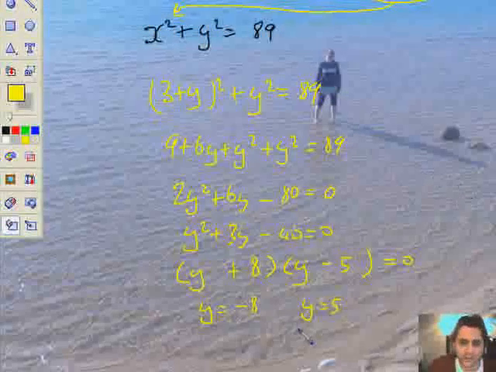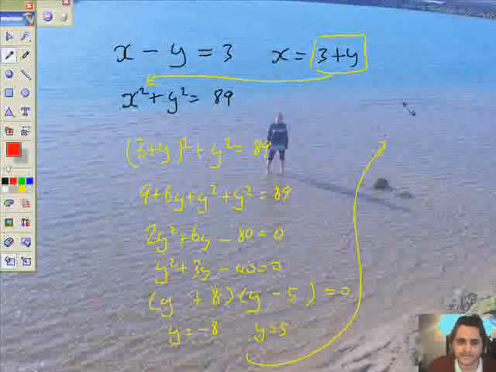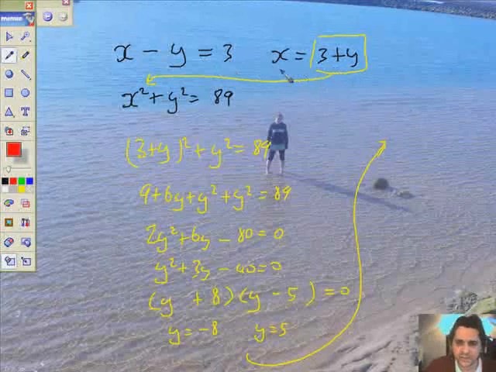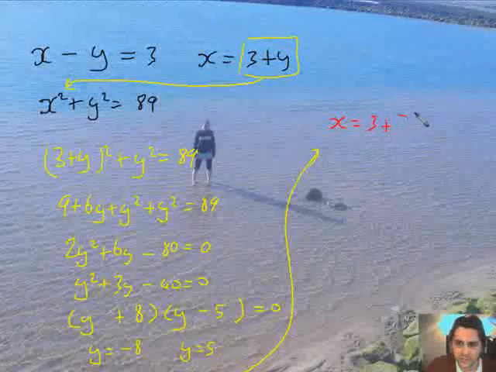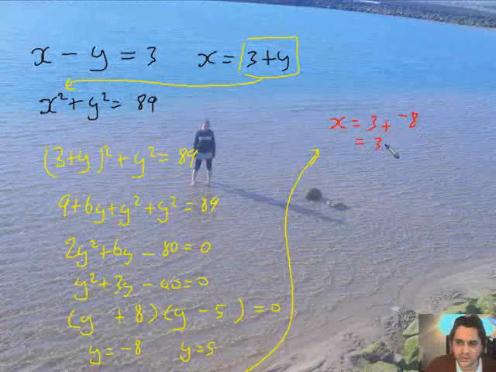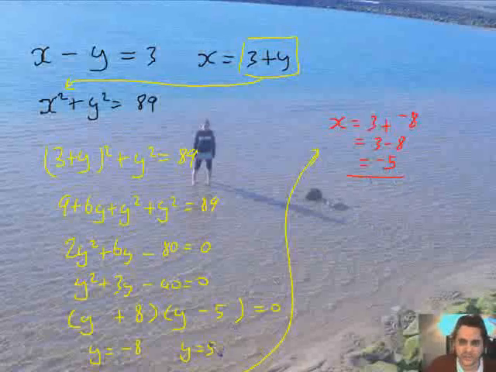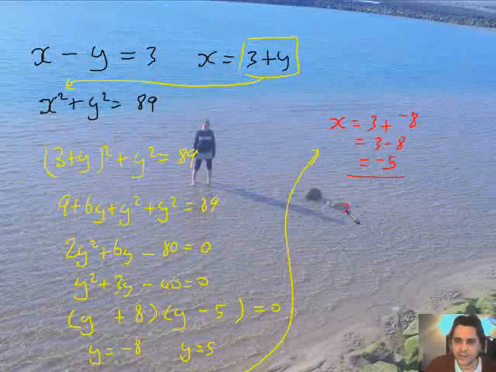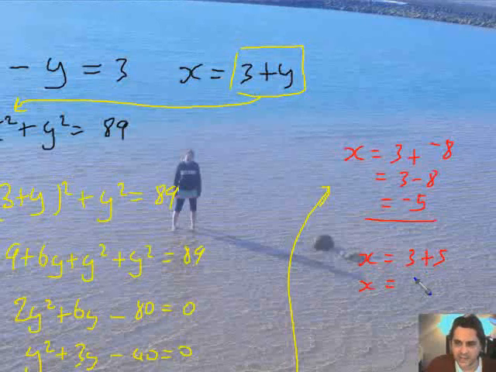Now I've got to work out the corresponding x values, so I'm going to work up here now, and I fancy red. Now put it into this equation here. I've got x equals 3 plus negative 8, in other words 3 minus 8, in other words minus 5. You're sorted. And for you, sir, I've got x equals 3 plus 5 and x is 8.